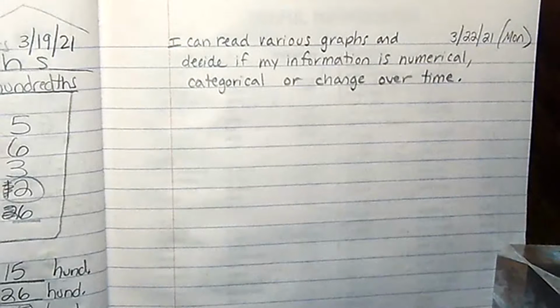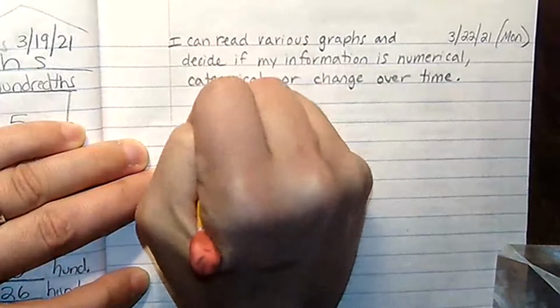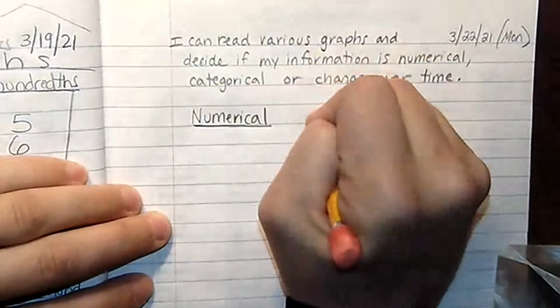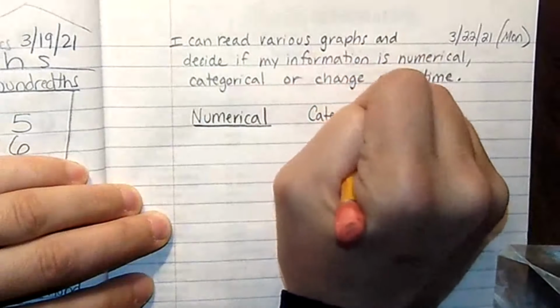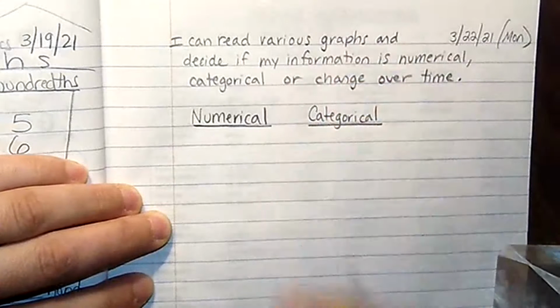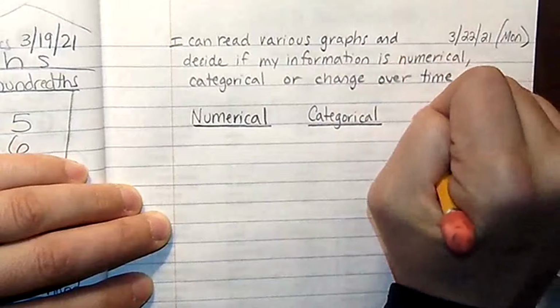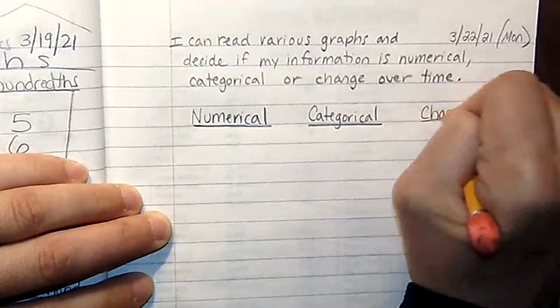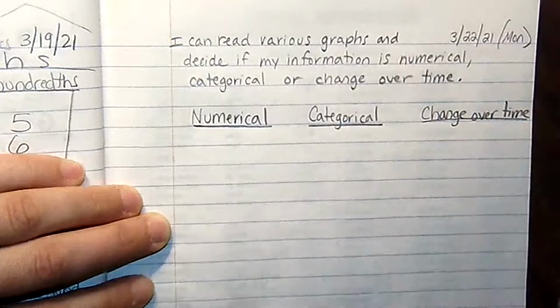Our I Can for today says I can read various graphs and decide if my information is numerical, categorical, or a change over time. It sounds very challenging. It's not nearly as bad as it sounds. So let me give you an example of each type of data. We're going to talk about numerical. Excuse me. Categorical. Categorical means it falls into a category or a change over time.